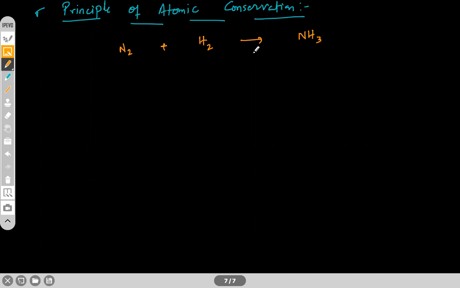It means the number of atoms of nitrogen on the reactant side is equal to the number of atoms of nitrogen on the product side. This statement is true for hydrogen also. The number of hydrogen atoms on the reactant side must be equal to the number of hydrogen atoms on the product side. Is it clear? Clear.